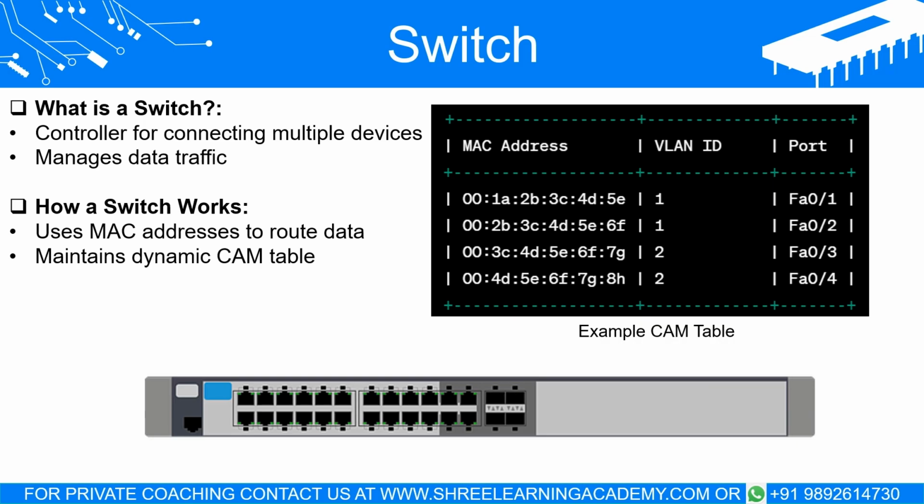How a switch works. Based on MAC addresses. Each device connected to a network has a unique identifier known as a MAC, Media Access Control, address. A switch uses these MAC addresses to decide where to send the information. For example, if computer A wants to send a file to printer B, the switch checks the MAC address of printer B and sends the file only to that device.